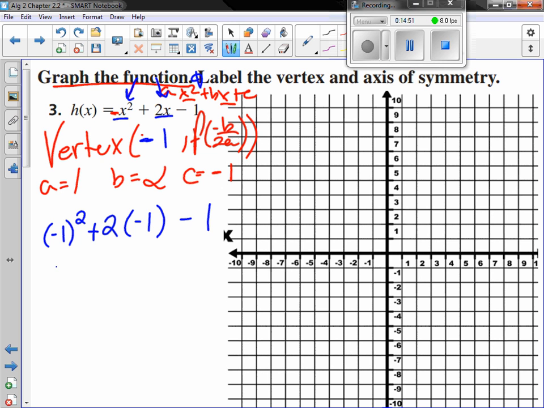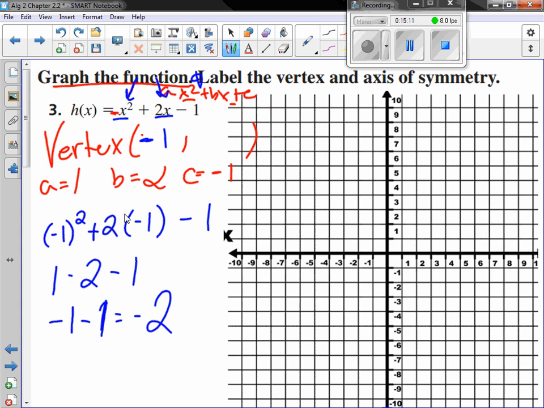Well, negative 1 squared, negative 1 times negative 1 is 1. 2 times negative 1 is negative 2 minus 1. 1 minus 2 is negative 1. Negative 1 minus negative 1 is negative 2. And that's it. That's our vertex. So we can plug it in. Any questions on any of this here?